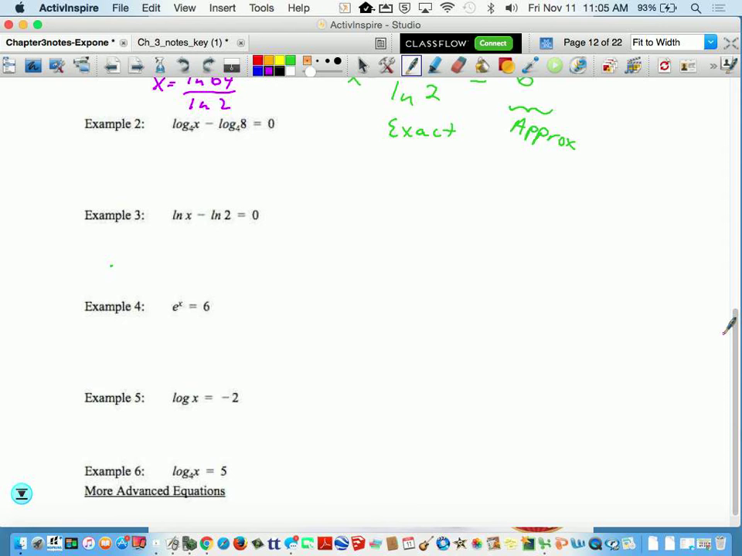Now, this one is a squish together property or write as a single logarithm. So when I put these two together, they're both base 4. So I can do log base 4. What do you do when you're subtracting? Divide. You divide. So I take my x and I divide by 8. This is equal to 0.